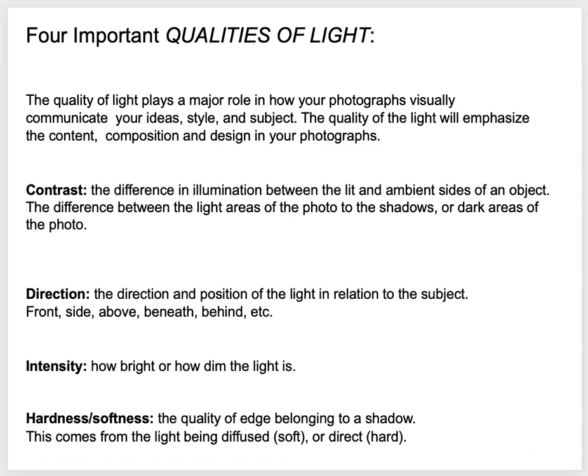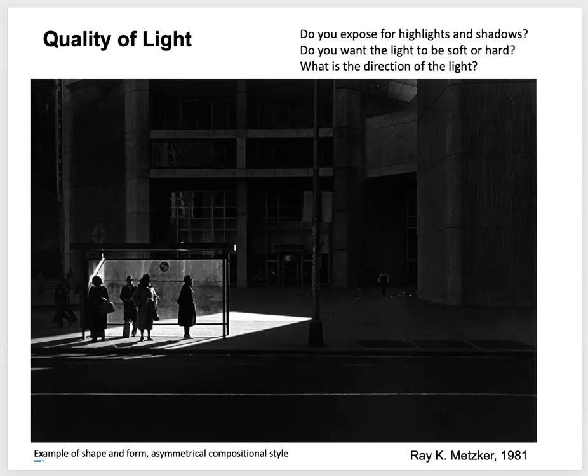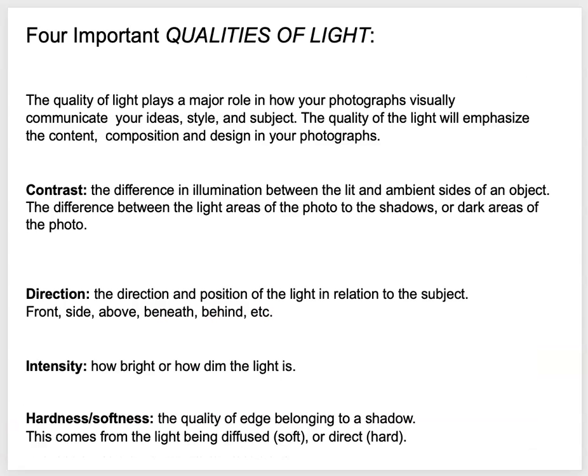And so thinking about it, there are four qualities of light that you can apply to your photographic process. Contrast: the difference in illumination between the lit and the ambient sides of your object or your subject. So that's basically the difference between the areas of the photo that are light and the areas that are in shadows, right? So this image has high contrast because the shadows are really dark, but the highlight is very light. So that's a high contrast photograph.